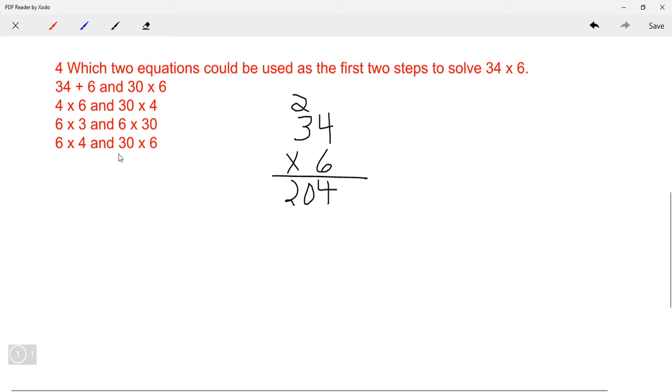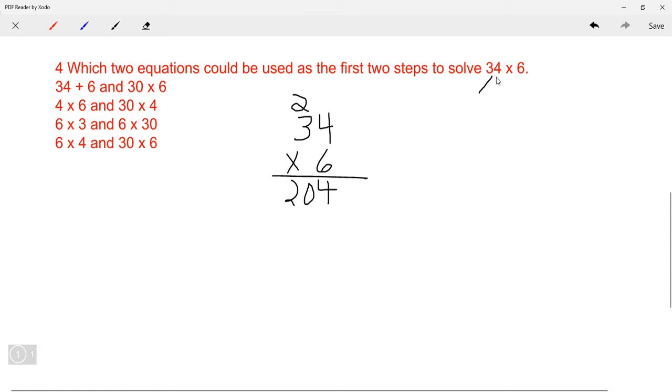But they're not asking you what the answer is. They're not saying what is 34 times 6. They're saying which two equations could be used as the first two steps to solve 34 times 6. And this, I believe, is talking about the associative property, which means that 6 times 4 plus 6 times 30 is equal to 6 times 34.